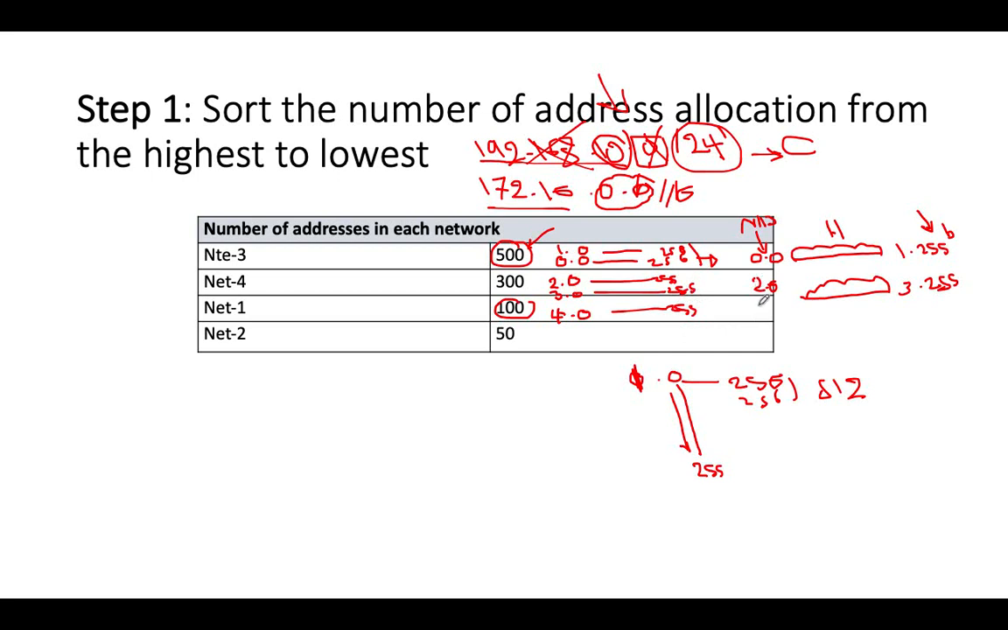So what is my network ID? 4.0. What is my broadcast? 4.255. And what is between over here? From 4.1 until 4.254. The 50, I think that's become easier. 5.0 and until 255, the whole block. 5.0, 5.255, any IP between both those ones from 5.1 until 5.254, it's all yours.